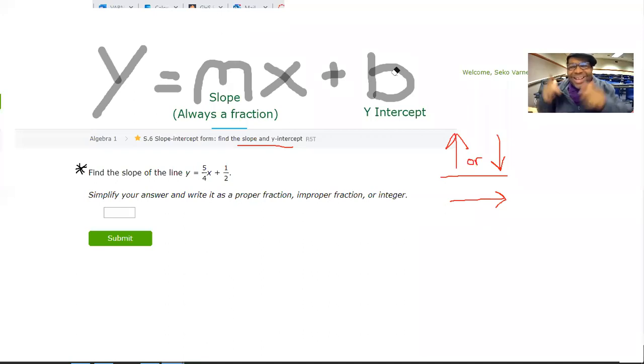I'm going to let you figure this one out yourself. This is the slope-intercept equation form: y equals mx plus b. We know that m is always a fraction, and that's going to be the slope. We know that the y-intercept is going to be b. This one says find the slope of the line, and 1/2 is the y-intercept. I'll let you figure it out. And if you figure it out, I think you can do the rest of S6, and you'll understand pretty easily how to identify the slope of a line.